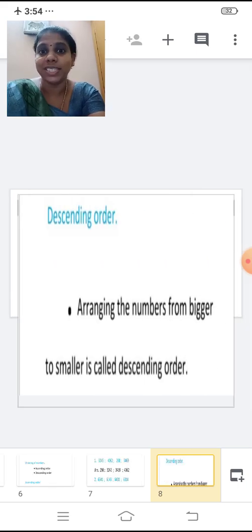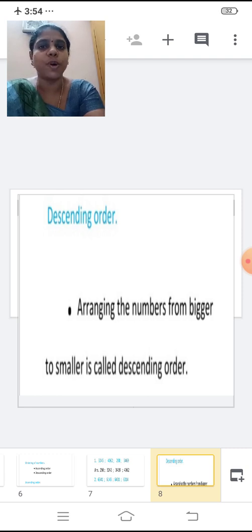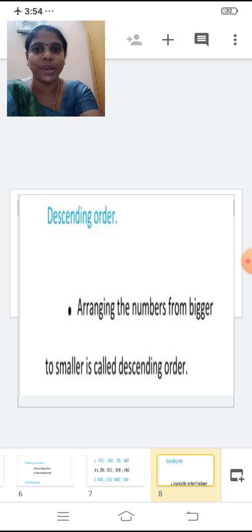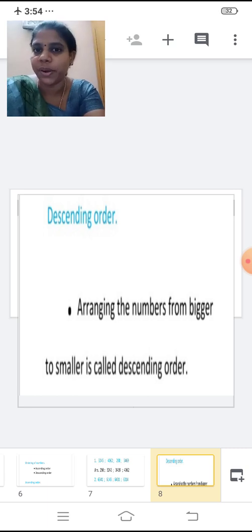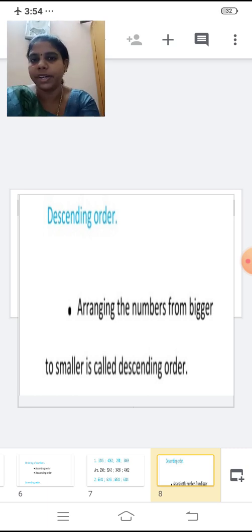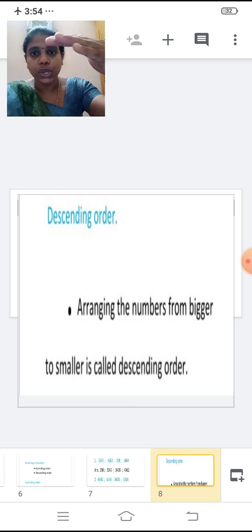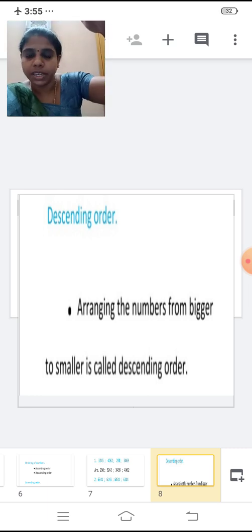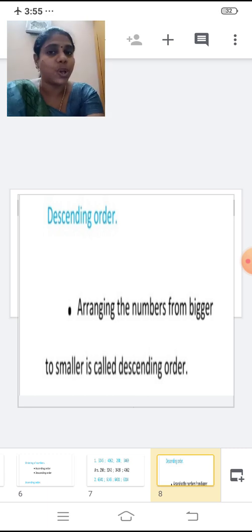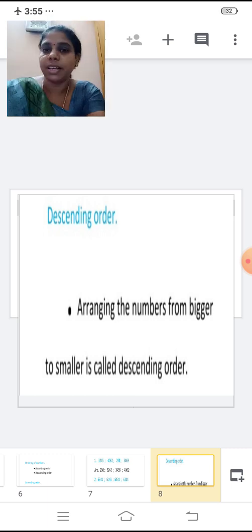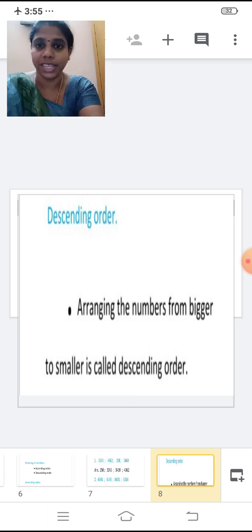Now we'll see what is descending order. Arranging the numbers from bigger to smaller is called descending order. What do you mean by descending order? Arranging the numbers from bigger to smaller. From bigger to smaller is called descending order. We'll see some examples of descending order now.